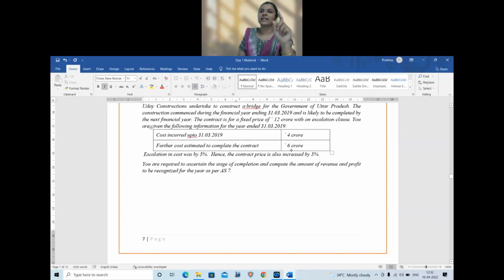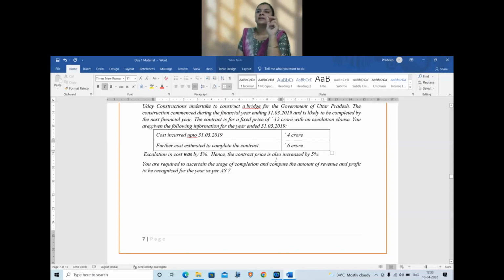Just one word will change your entire answer. So, read the question in between the lines. They have already included the estimated cost inside. Ma'am, if it is excluded, how it will be given? It would be stated that the cost will be escalated by 5%, or escalation is 5% or 6%. Then you have to add it separately.